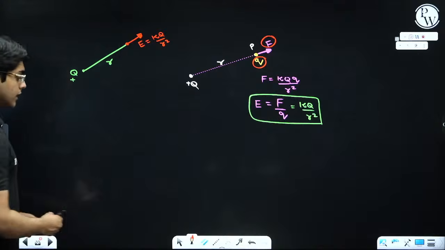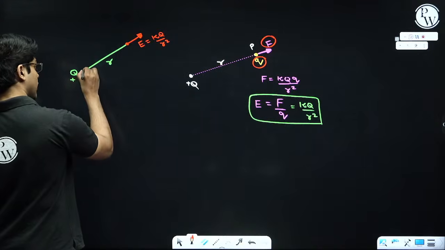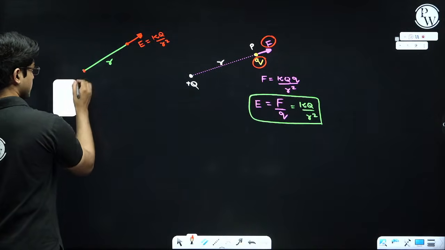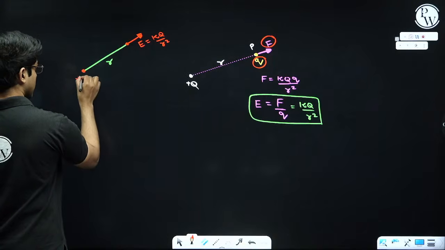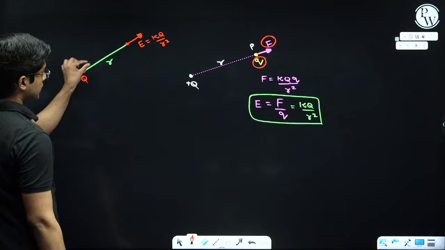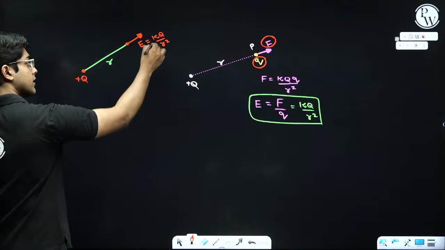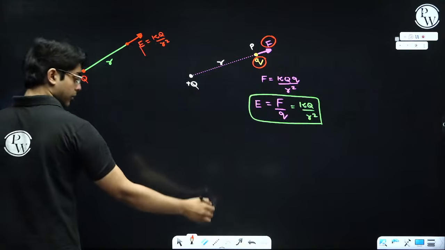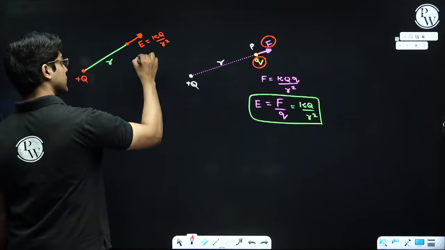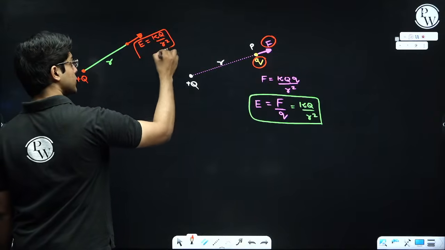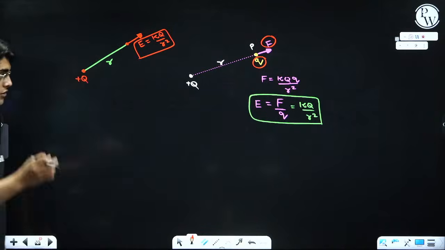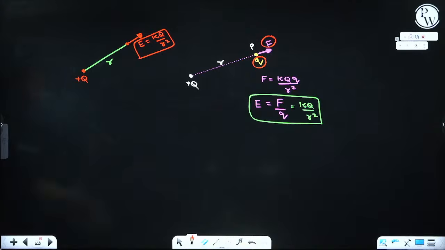So electric field due to a point charge, if you have a plus q charge, then due to the plus q charge at any point r away, the electric field you can write as kq by r square. I'm not going into that much detail because this is a one shot lecture. So I'm just trying to cover everything briefly.